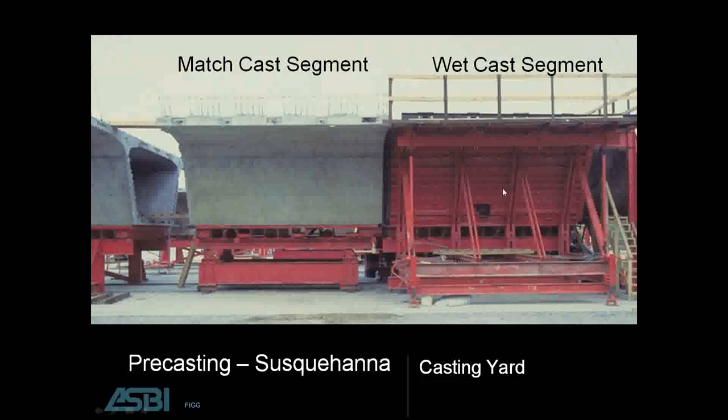When that reaches its required strength, the wet cast segment is moved into a finishing location, which is shown here on the left, where they can patch any defects that may be there, and then that segment is put into storage. So the match cast segments roll in that position. The segment that was a wet cast segment is moved into the match cast position. The forms are reset, and the process starts all over.